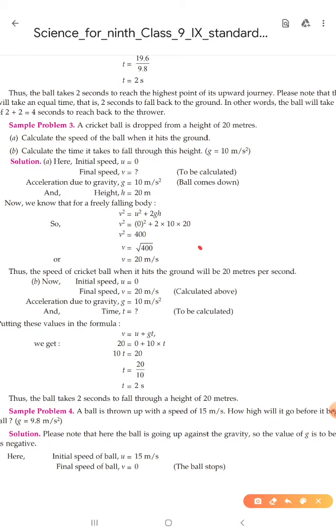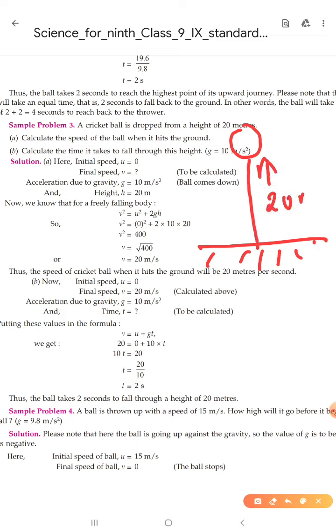It means that suppose this is the ground, and the cricket ball is dropped from a height of 20 meter. This height is 20 meter. This is given. First, calculate the speed of the ball when it hits the ground. This is the first part. We have to find out the velocity of that ball when it hits the ground.